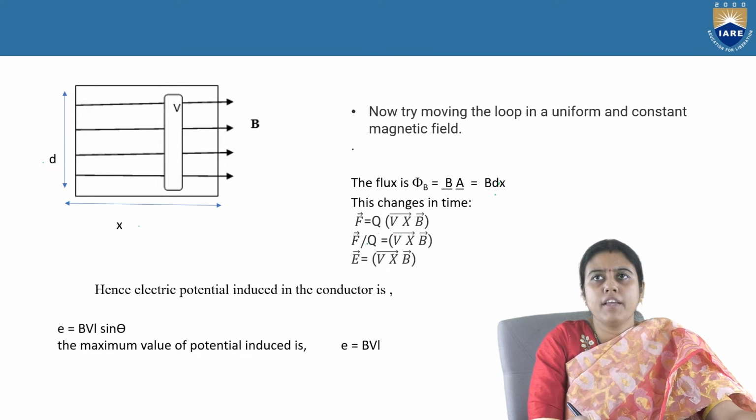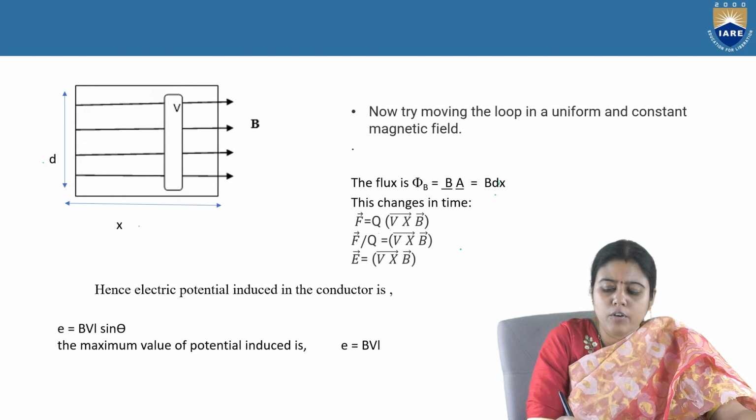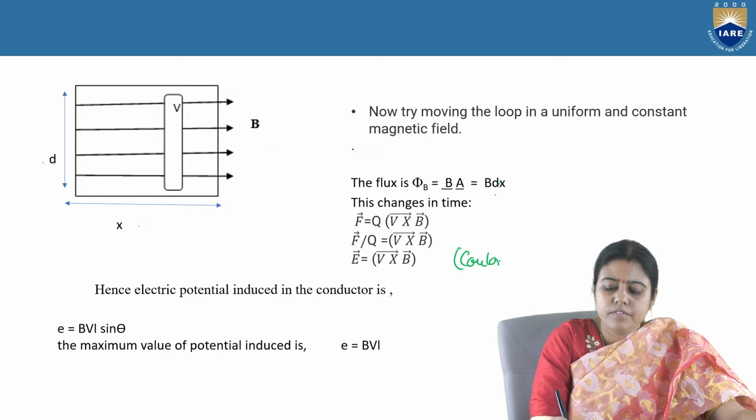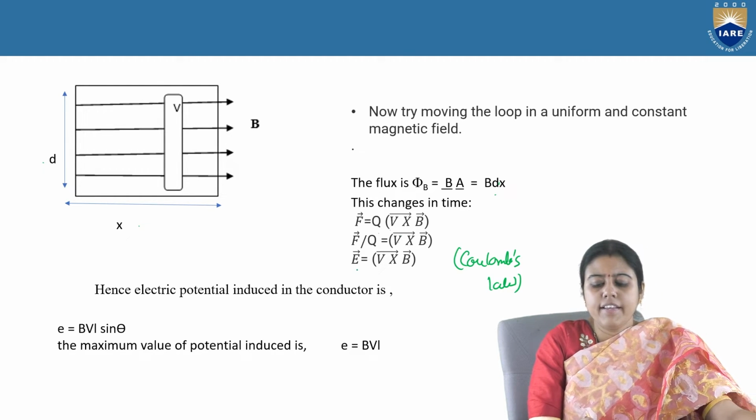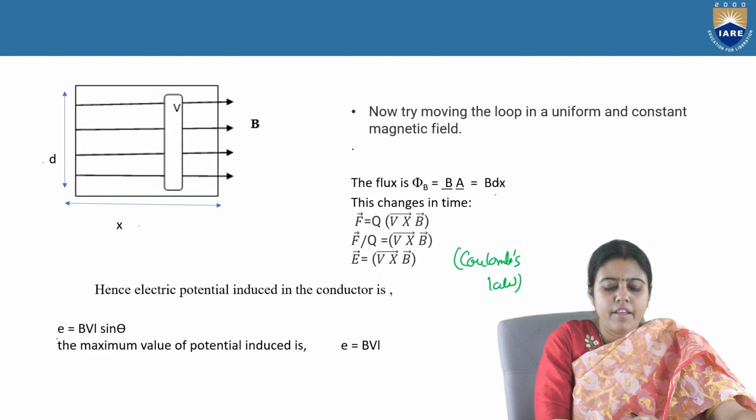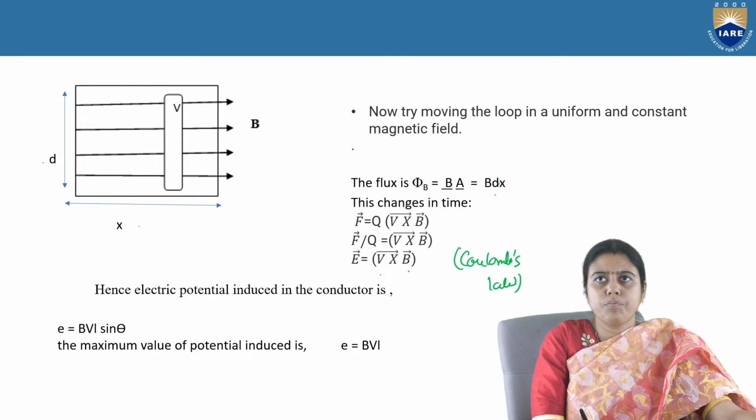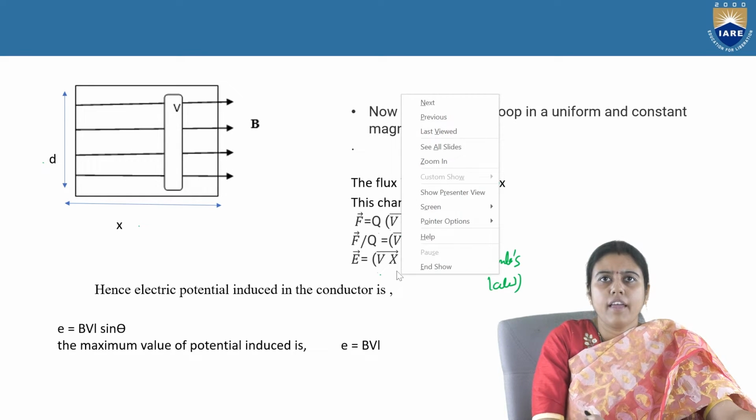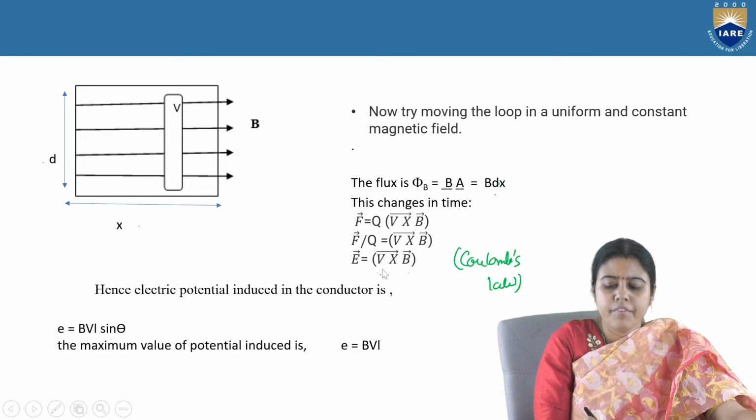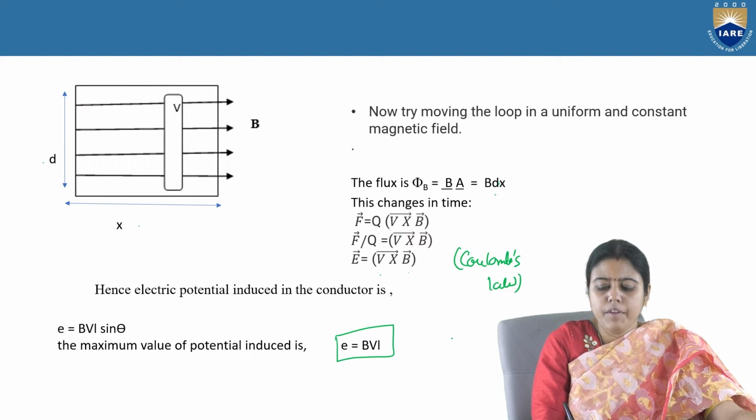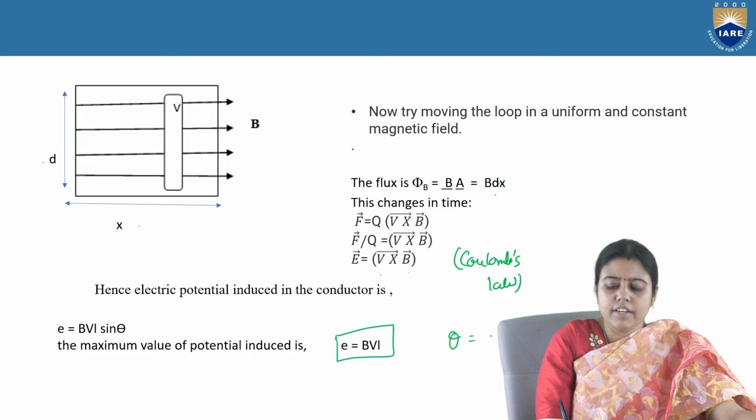We can also write F by Q is equal to V cross B, and force per charge, this is from Coulomb's law. We can write E equal to V cross B. As this is a cross product, E is equal to B V L sin theta, and what is the maximum value? B V L when theta is equal to 90 degree.